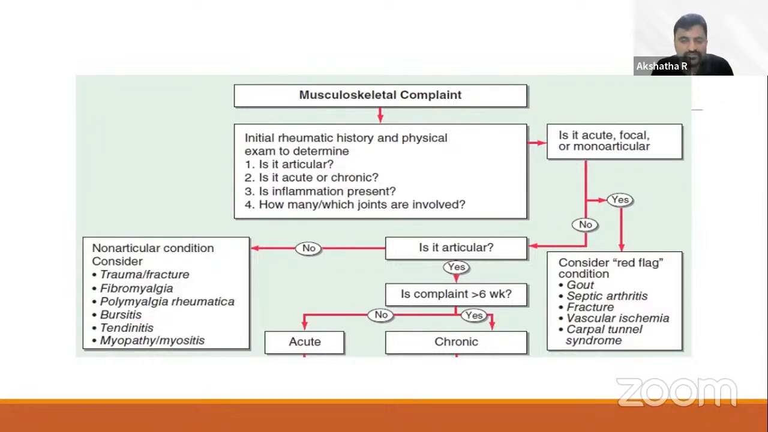Summarizing, how do we approach a case with polyarthritis? First, we have to see whether it is articular or periarticular, then whether it is acute or chronic, whether it is inflammatory or non-inflammatory, and how many joints, whether it is monoarthritis, polyarthritis, or oligoarthritis. And if it is articular, if it is acute monoarticular, then the differentials could be gout, septic arthritis, fracture, carpal tunnel syndrome.